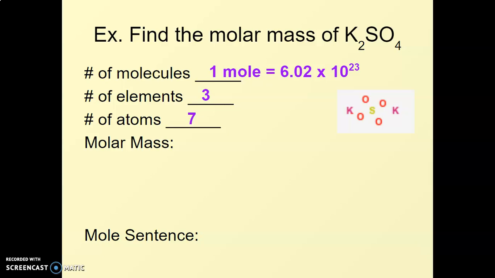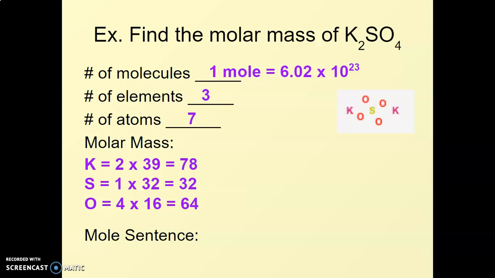So finding the molar mass for a whole molecule like this is a little more complicated than when you do it for just a single element. What you want to do is go to your periodic table and look up the molar mass for each of the elements that we're looking at. And you're going to multiply that by how many of that element there are. So for potassium, your periodic table tells you that the molar mass is 39. We're going to multiply that by 2 because there's 2 potassium atoms in this molecule. So that's going to equal 78.